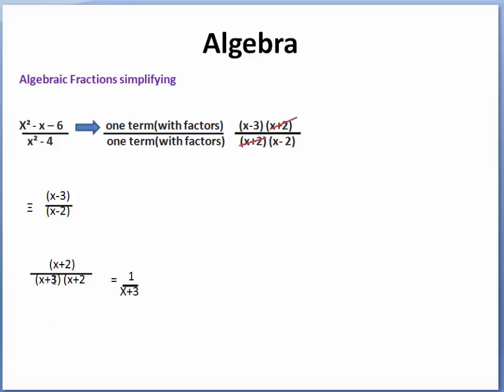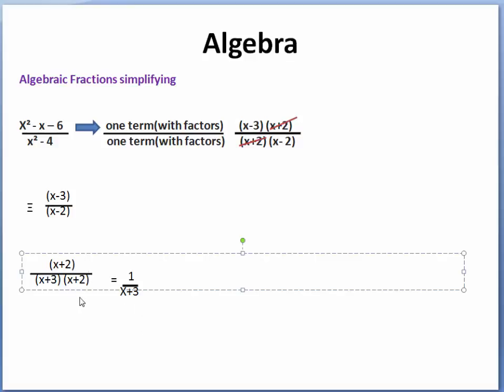Okay, let's have a look at this example. (x + 2) over (x + 3)(x + 2). So we can think of this as one term and this as one term, however we can think of this as having a 1 here next to the 1 outside the bracket, 1(x + 2). Then we can cross off the (x + 2) and the (x + 2) as common factors, and we're left with 1 over (x + 3). So that would be our answer.